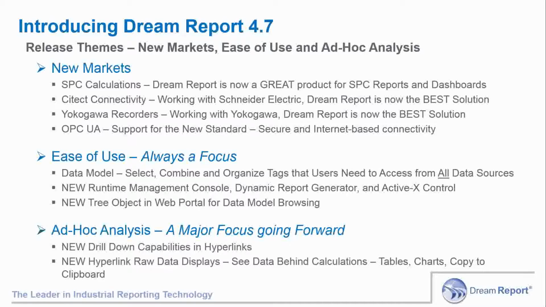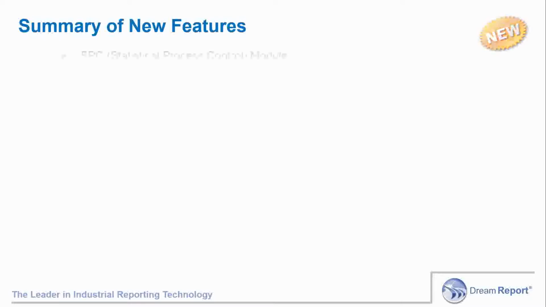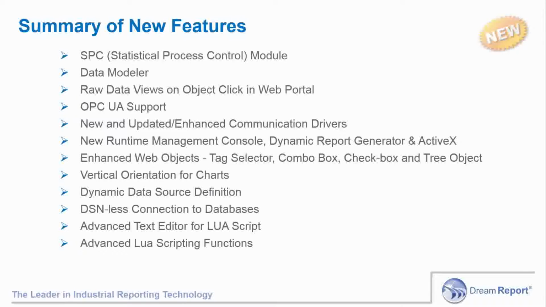Ad hoc analysis is possibly the most exciting part of Dream Report 4.7, and will continue to be a major focus moving forward. Once you see something of interest on a report, then you need analysis tools. We've included new hyperlinking capabilities for drill-down reporting and hyperlinking on report metrics and objects to get raw data views instantly. As you can see in this new features summary, our developers have been hard at work creating many new reporting features, productivity tools, and connectivity options, all to meet the requirements of our continually expanding customer base. We'll focus on many of these new features in subsequent slides.